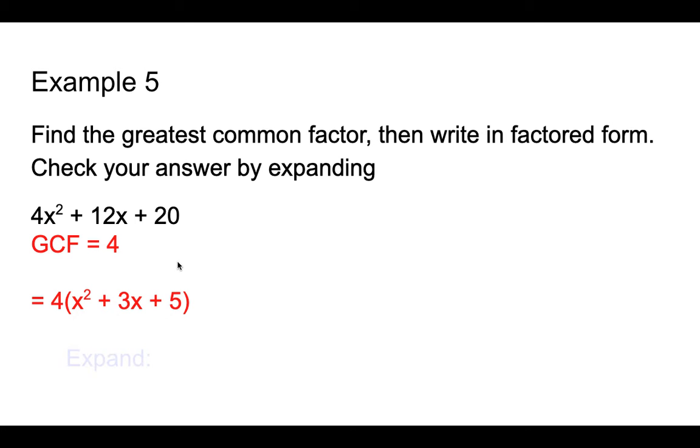Okay. To expand this, if I do 4 times x squared, I get 4x squared. 4 times 3x is 12x, and 4 times 5 is 20. And so yes, those match. So that means I factored this right. I took the greatest common factor out correctly.